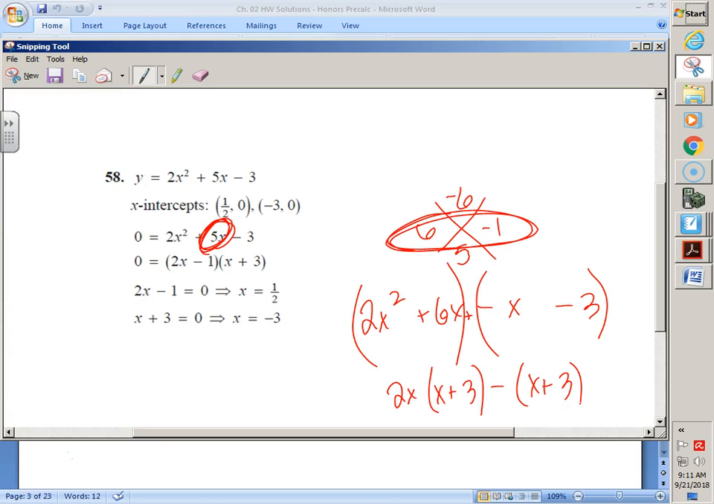But for some of you that might be trying to guess and check, the only ways to get 2x squared are 2x and x. The only ways to get 3 are 1 and 3. You could just play around with the order until you get the correct outer 6x with the correct inner negative 1x. Is anybody trying guess and check? Okay. Keep playing with it.